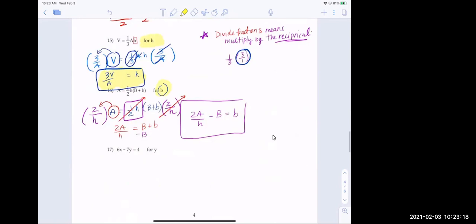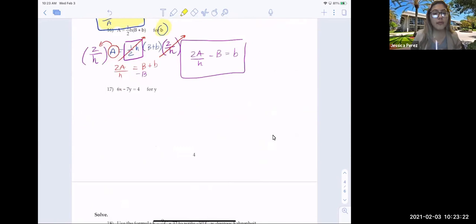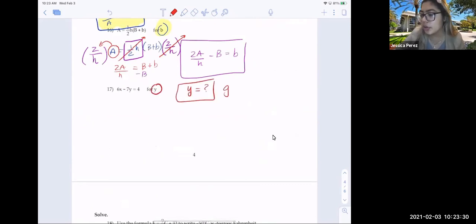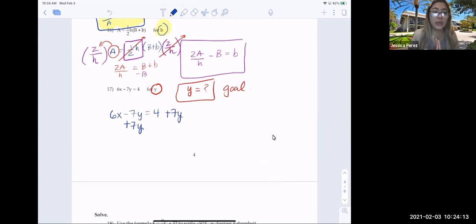Yes, thank you. Okay, so let's try question 17. You want to solve for what? The variable y. You want to have y equals whatever. This is your goal. You want to isolate it, meaning you want to leave it by itself. You want to have y equals a value or a number or a variable. In this case, there's a lot going on around that y. The first thing you need to get rid of is the 6x or the 7y. It does not matter where you move it. This is important. I personally like my variable to be positive. That means if you have 6x minus 7y equals 4, I'm going to add 7y to both sides first, because I want to make sure that my variable is positive.